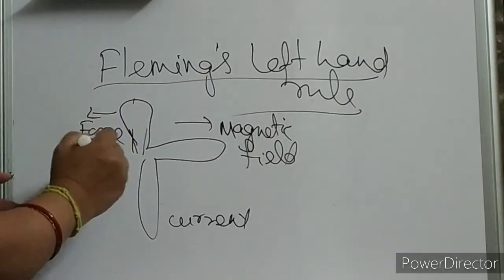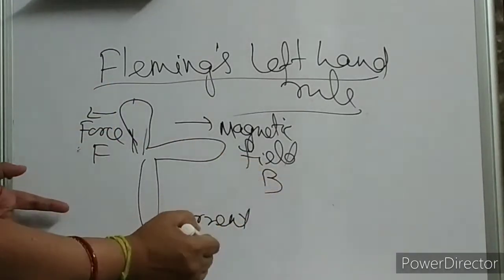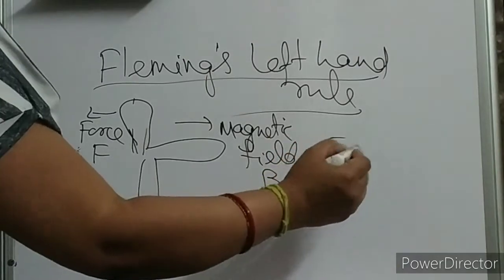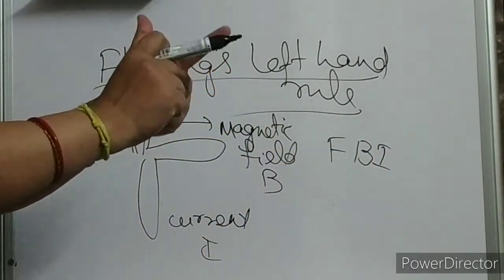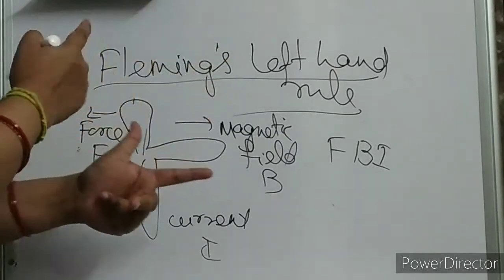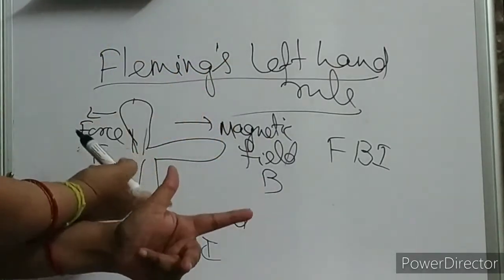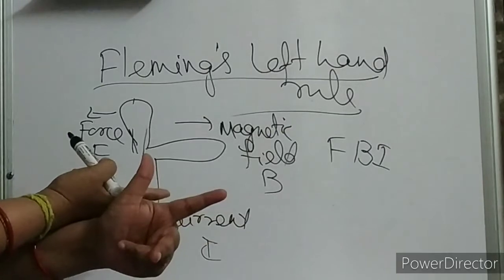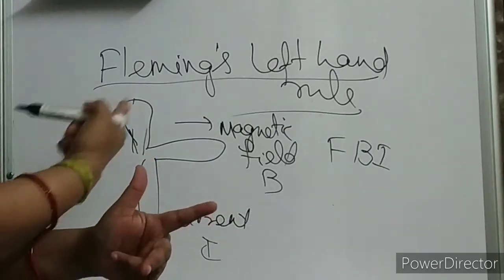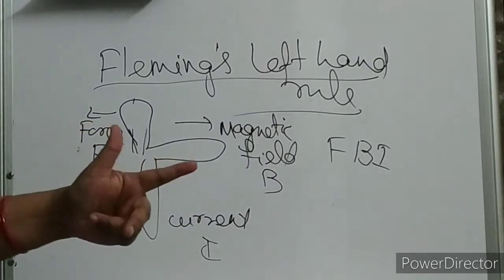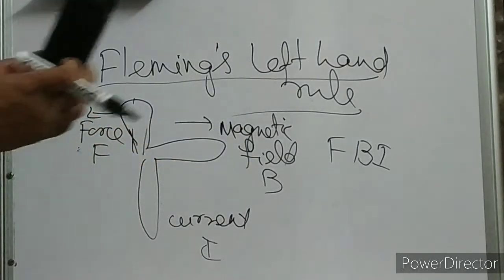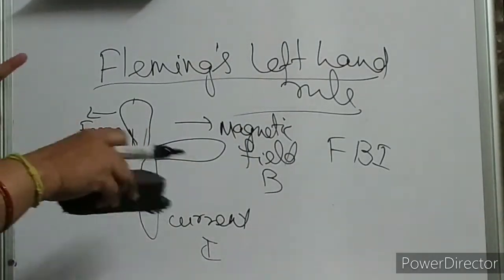You can say F, B and I. FBI. Easy to remember? F, B and I. Or you can say father, mother, child. C for child. Okay? Father, mother, child. Easy to remember. So now see, in the previous case, is it clear now?